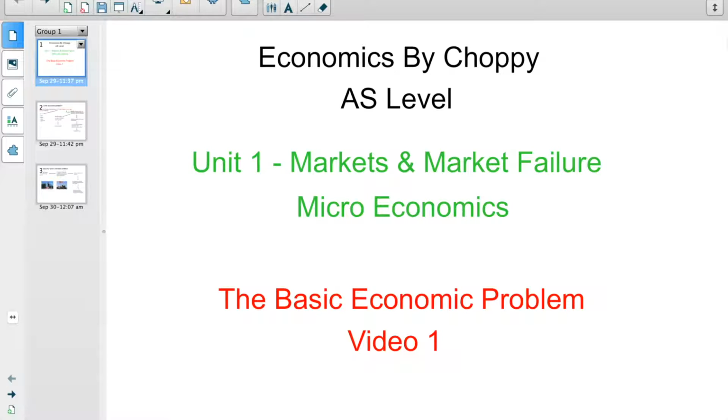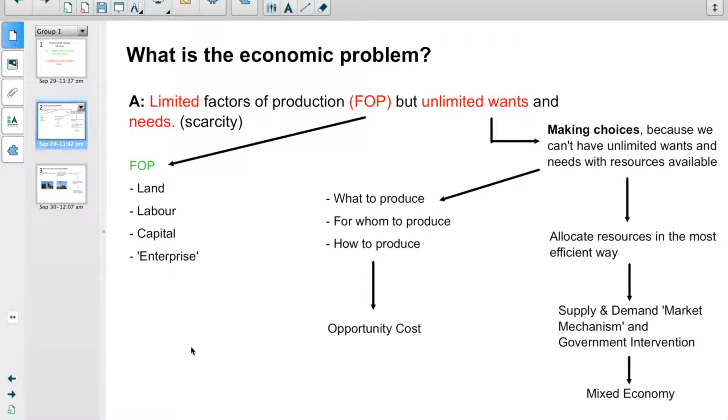In today's video, I'm going to be talking about the macroeconomic side of your AS level economics, and the topic we're going to be covering is the basic economic problem. So, what is the economic problem? Well, the basic economic problem is when there's a limited factor of production but unlimited wants and needs. So, there's scarcity in the economy.